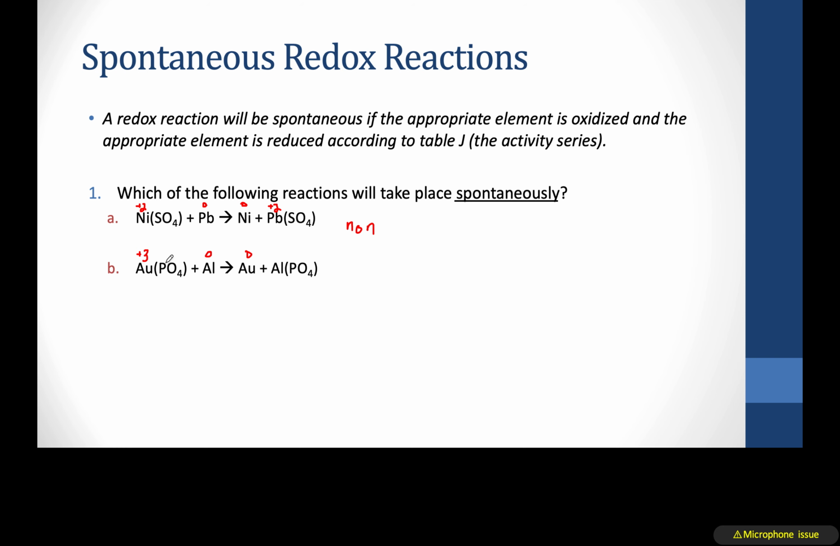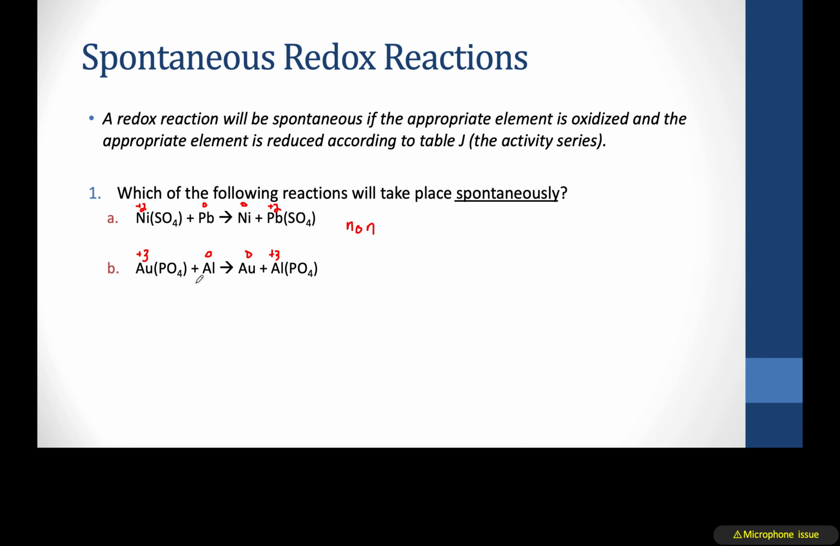Okay. And you can put oxidation states on these polyatomic ions, but they're not going to change because when a polyatomic ion stays together like that, it's not breaking apart. Nothing's happening. It's not losing any electrons, which means same case here. PO4 is 3 minus, so aluminum has to be plus 3.